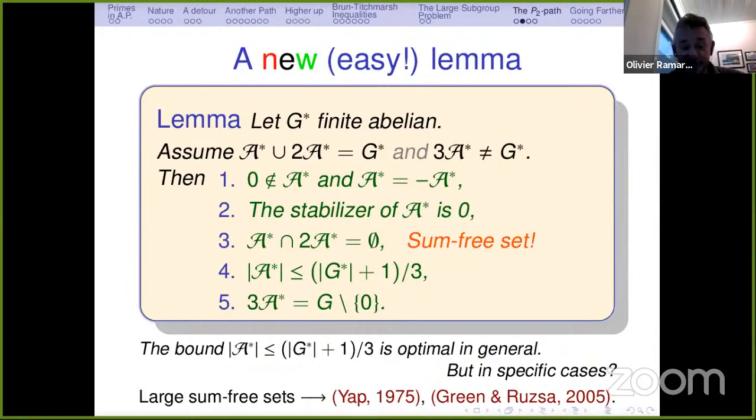That's the incredible part that we had overlooked till now. And you discover that in this case, 0 doesn't belong to A star. So it means that if you want to avoid the case 3 A star not equal to G star, you only have to prove that you have a prime in a subgroup. And you don't have to care about cosets. That's the beauty of it.